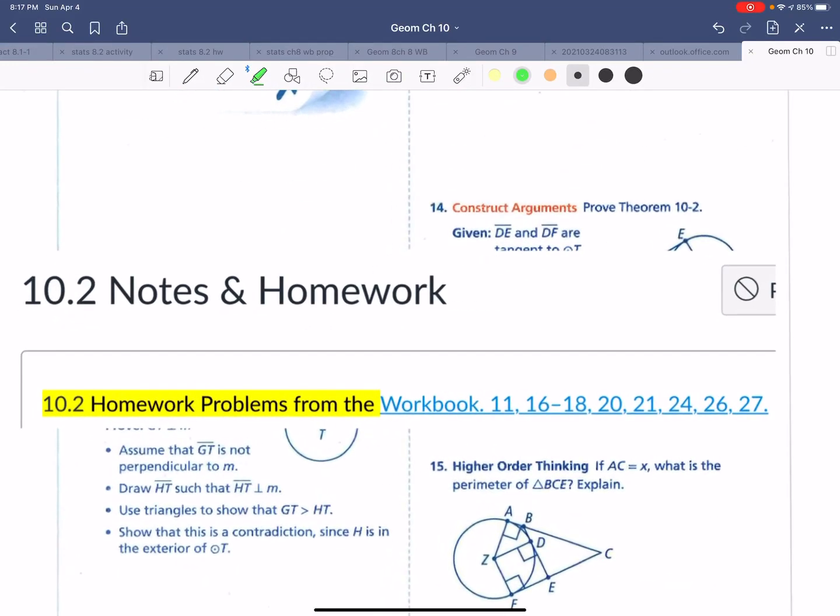Hey guys, we're going to do homework 10-2. That's questions 11, 16 through 18, 20, 21, 24, 26, and 27.